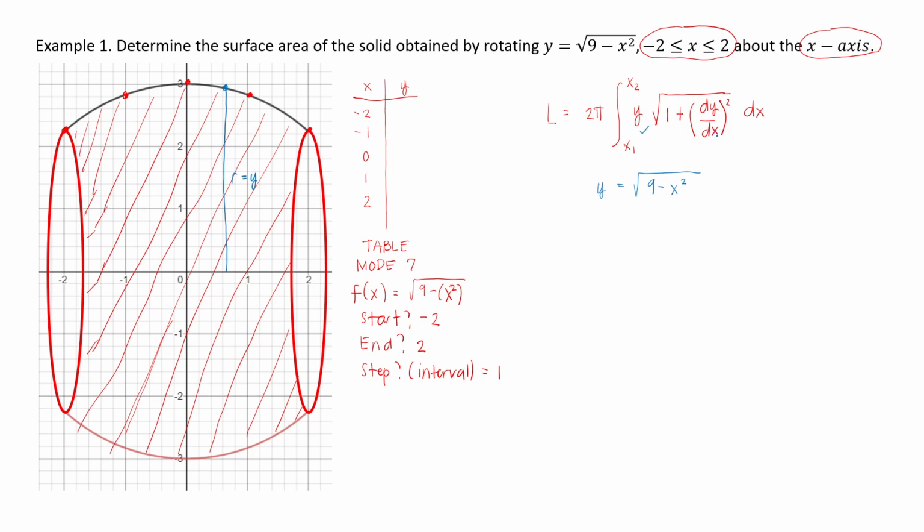The other problem would be dy over dx. For us to be able to derive this one in an easy manner, all I have to do is to change this one into its exponential format. So 9 minus x squared to the power of 1 half. And then you use chain rule, di ba? So dy over dx would give you 1 half there first.